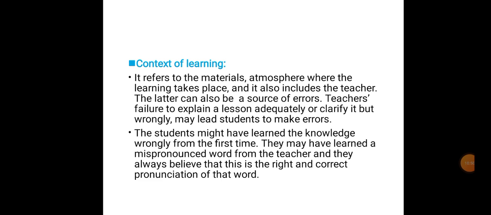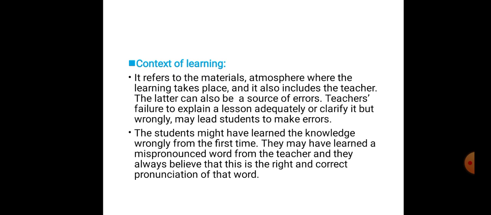Let's go on to the third and the last source of errors. It is context of learning. It refers to the materials, the atmosphere where the learning takes place, and it also includes the teacher. The teacher can also be a source of errors. Teachers' failure to explain a lesson adequately, or clarifying it wrongly, may lead students to make errors.